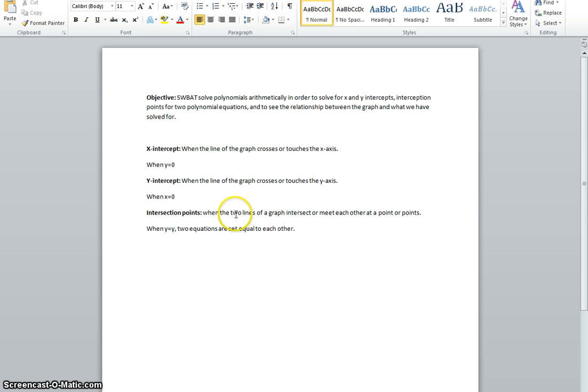Intersection points are when the two lines of the graphs intersect or meet each other at a point or points. That's when y is equal to y, so two equations are set equal to each other.